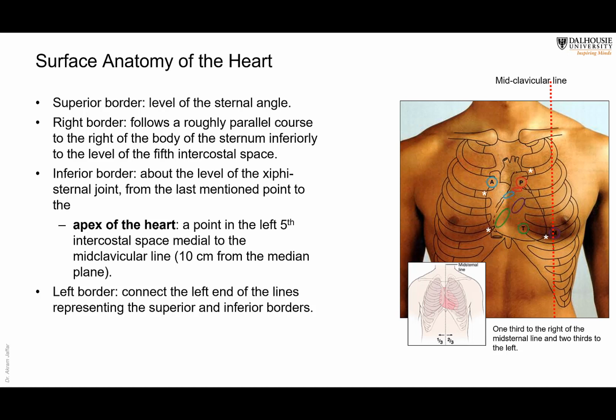Sometimes people say that we can use the nipple. It is inferomedial to the nipple, but the nipple is not a reliable surface anatomical landmark because the position of the nipple and soft tissues varies from person to person. The important thing in surface anatomy is that it's better to use bony landmarks. And the bony landmarks here are the clavicle, midclavicular line, the ribs, intercostal spaces, and the sternal angle.